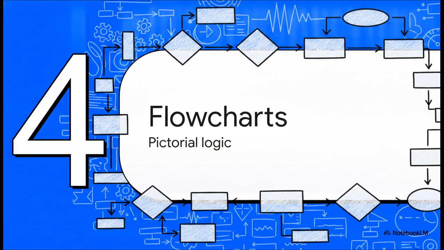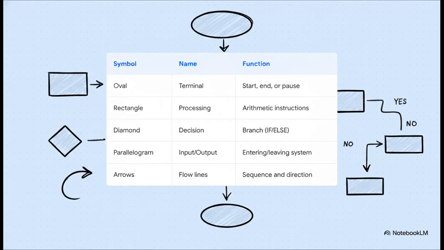All right, Section 4, flowcharts. Let's get into pictorial logic. Flowcharts are basically a universal visual map. They translate our algorithm into a crystal clear flow of communication using very standard symbols.